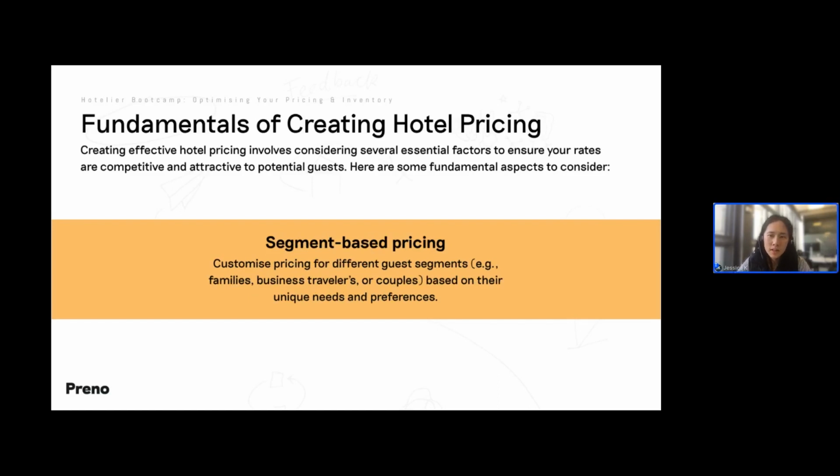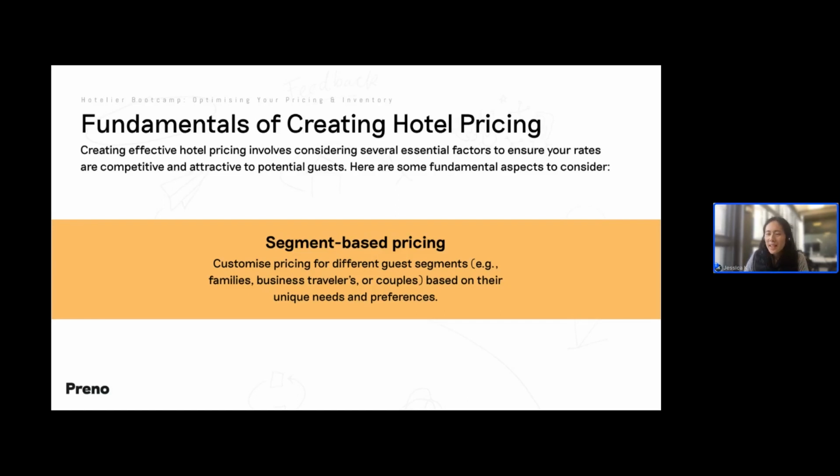Segment-based pricing. So this is when you define different segments of your customers, and then you can offer them different rates for the different groups like couples, corporate travelers, or families. The benefit of this is to cater to each group's different preferences and maximize revenue opportunities there.